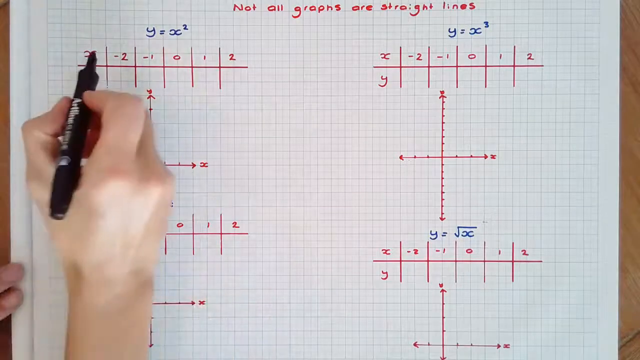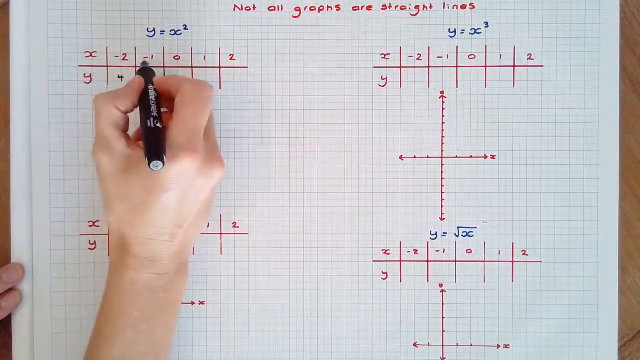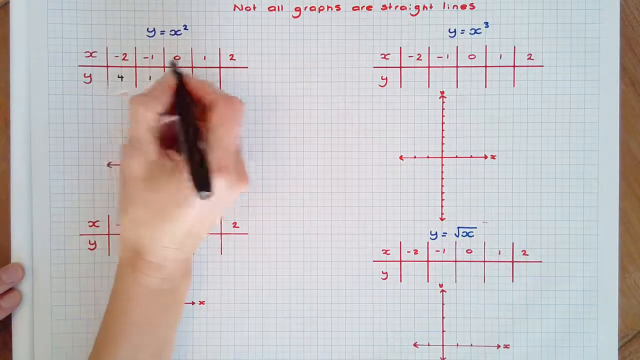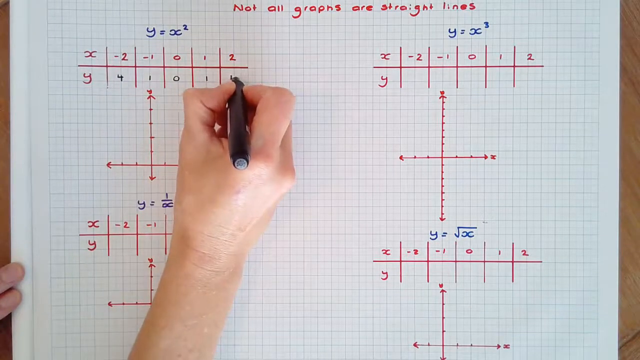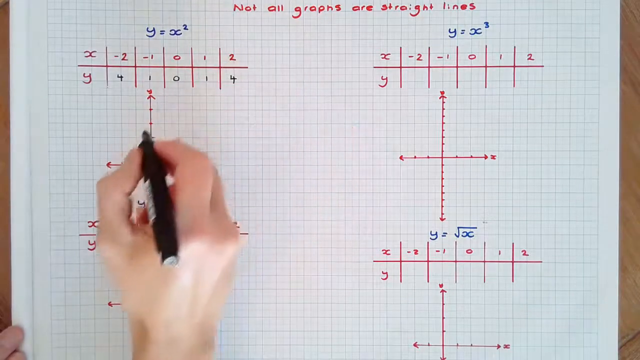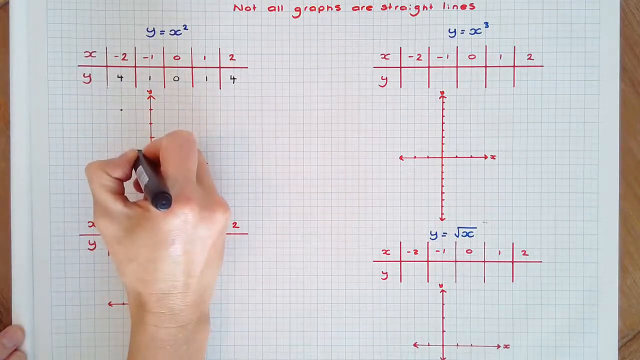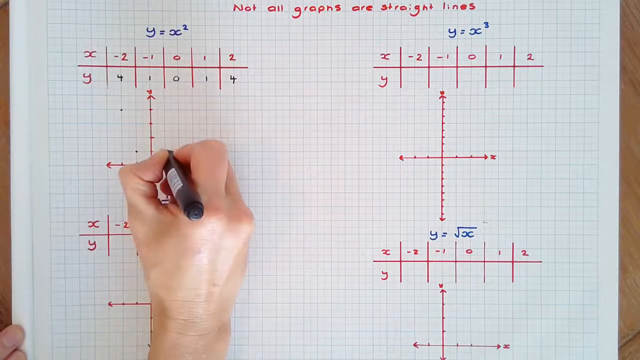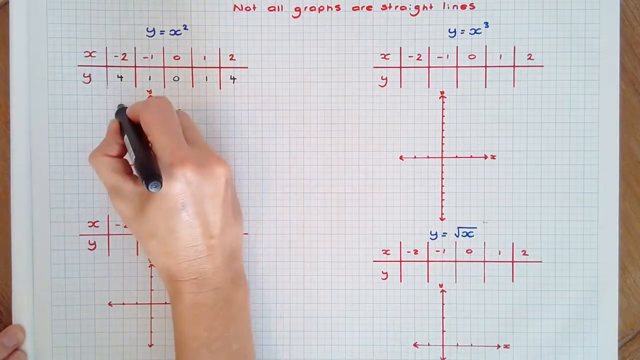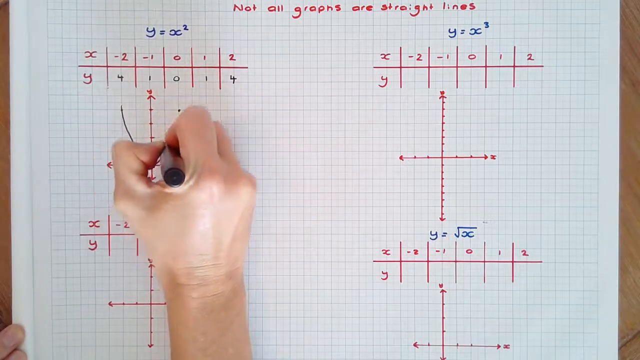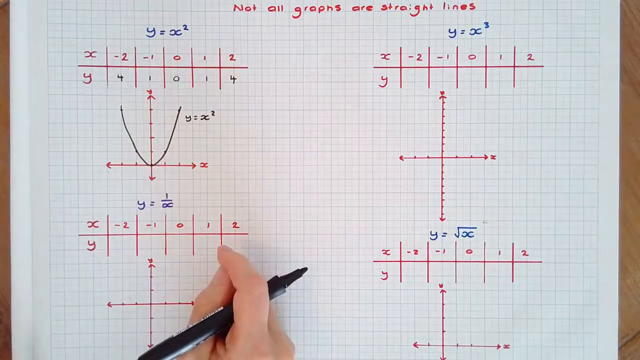Completing the table of values, when x equals -2, -2 squared is 4. When x equals -1, -1 squared is 1. 0 squared is 0, 1 squared is 1, and 2 squared is 4. Plotting it on the Cartesian plane, we'd find -2 gives 4, -1 gives 1, 0 gives 0, and we've got some symmetry here. The shape that it forms using curved lines is called a parabola, and this is known as a quadratic equation.